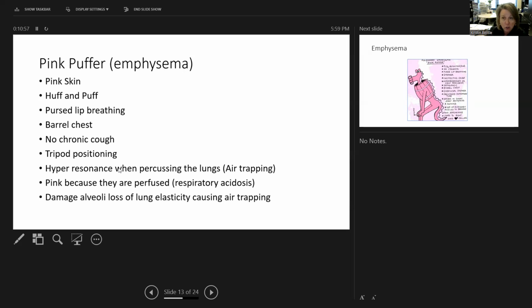They have oxygen. In the beginning of emphysema, everything looks kind of normal. Our blood gases can look kind of normal. We've got oxygen going on. Our CO2 can be within norm. We're not having those issues.